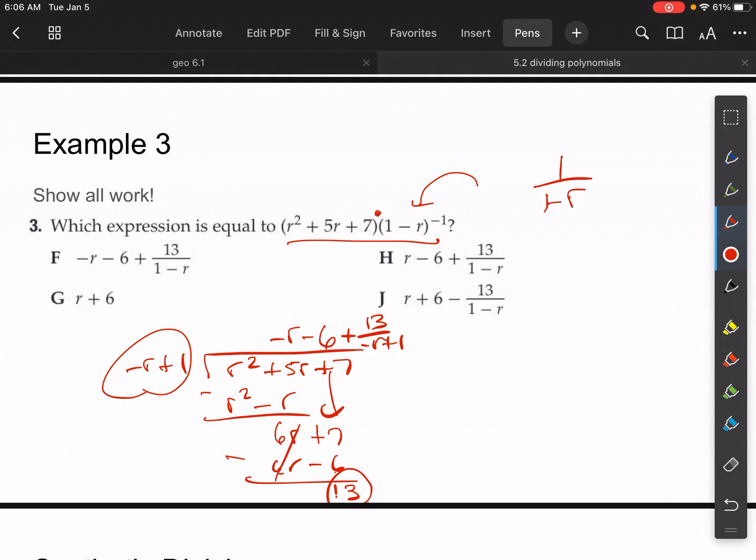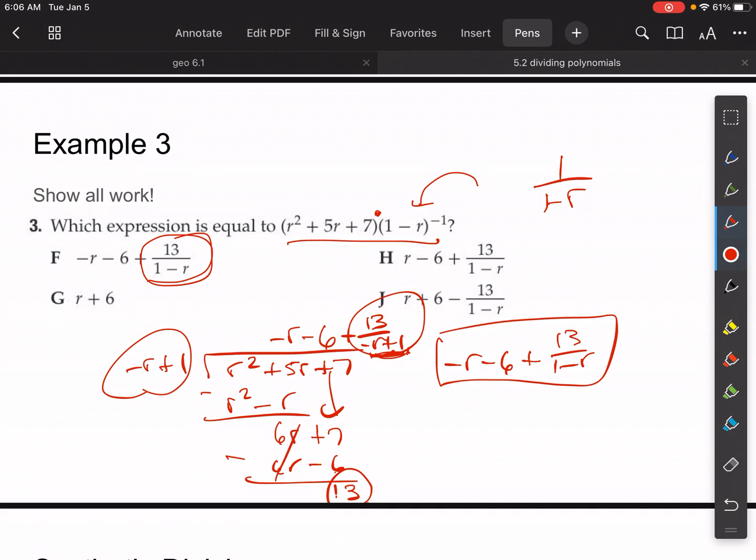Okay, so do we have that in one of our answers? Technically, I guess we do, because with this guy, it's the same as this. They just reverse the order, right? So it's negative r minus 6 plus 13 over 1 minus r. They just reverse the order of these two things. So right here it works for f.